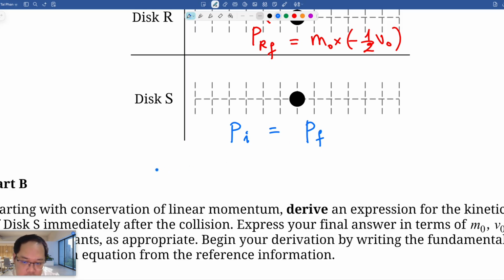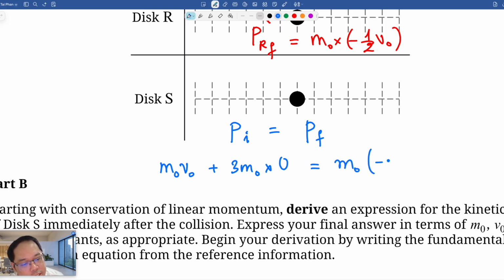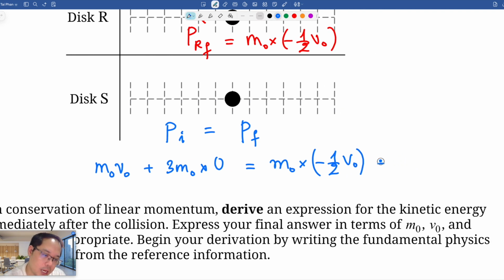Before collision, the disk R momentum is m0 v0, and the momentum of the disk S is 0 because its initial velocity is 0. Okay, after the collision, m0 for the disk R times negative 1/2 v0. And then we add the mass of the disk S, which is 3m0, and the velocity of S final. We need to find it.